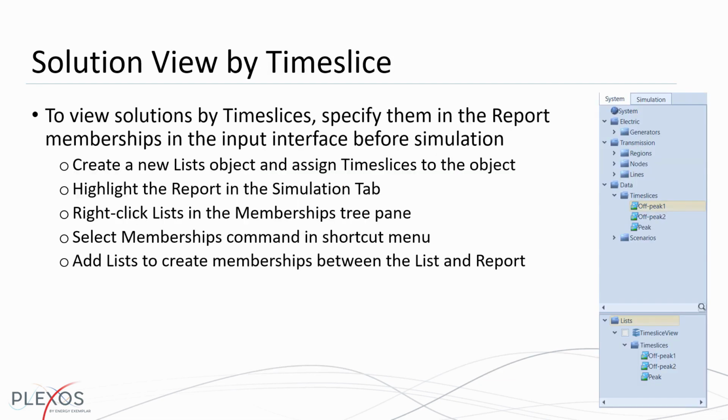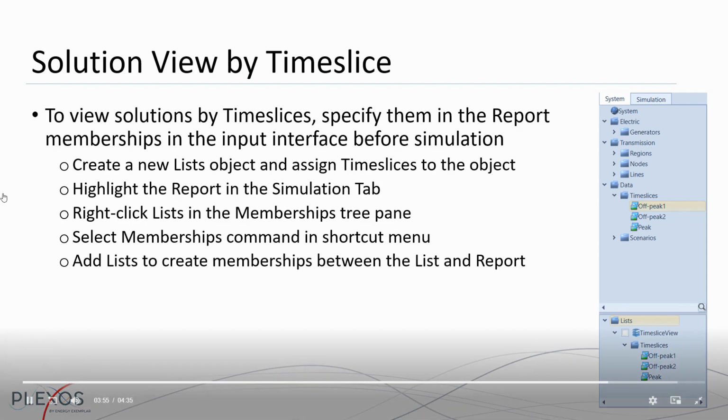Solution view by time slice. To view solutions by time slices, we have to specify them in the report memberships before we even run the simulation. The main steps are to first create a new lists object and assign time slices to this object. Lists are found in the bottom left of the System tab.